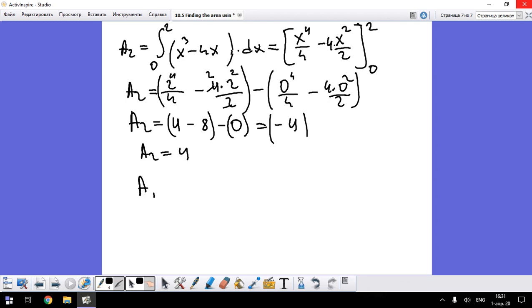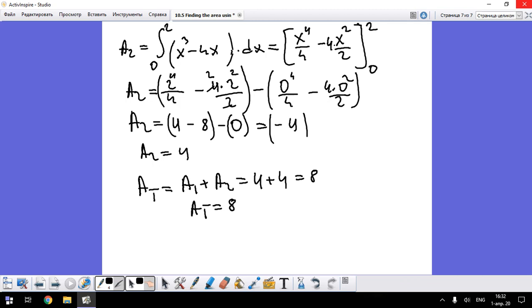So area total will be area 1 plus area 2. As a result, 4 plus 4, it will be 8. So the total area will be 8 units.